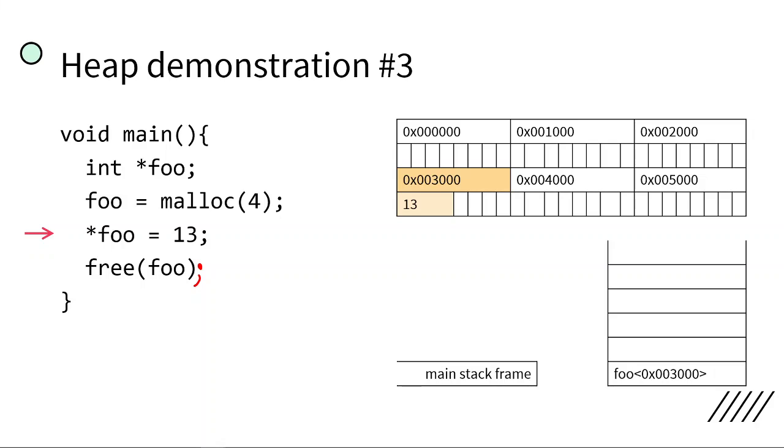So try run ta again sa atong code. When we go to the next line kaning free foo, notice nga nawala, di ba? Nawala ang sulod sa 0x003000. So that's it. That tells us nga wala nagamit kani nga memory. Yeah, simple lang. Simple lang pag deallocate sa memory or pag free niya.